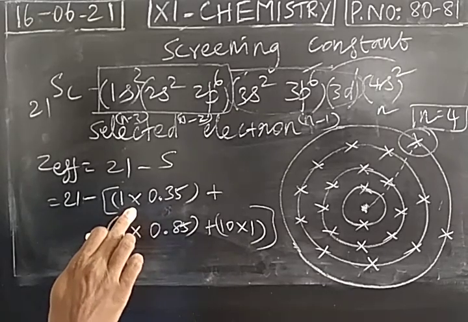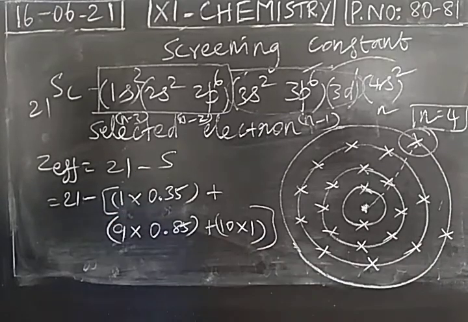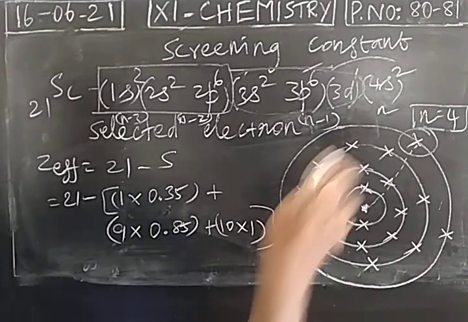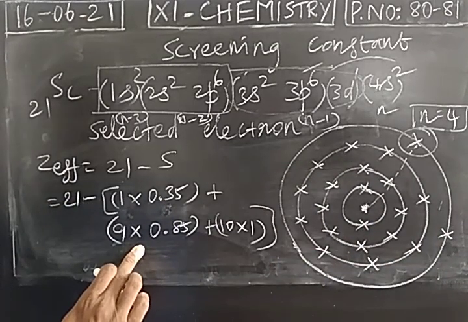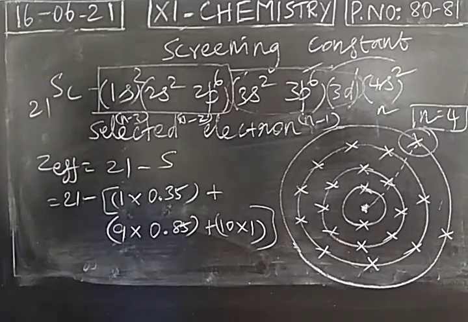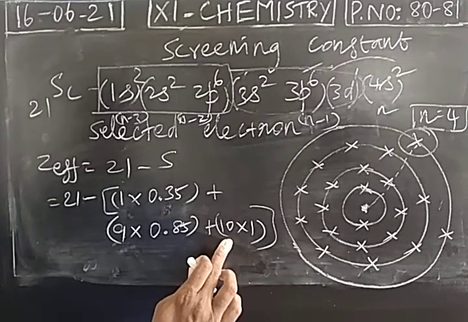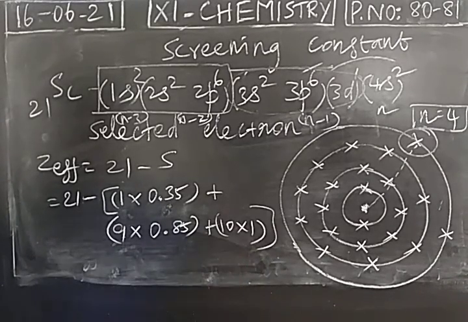Nth cell has one more electron for shielding effect. Its contribution is 0.35. N minus 1 cell, that means third cell, has 9 electrons. Each electron is contributing 0.85. All the inner electrons, totally 10 electrons, will contribute value 1.